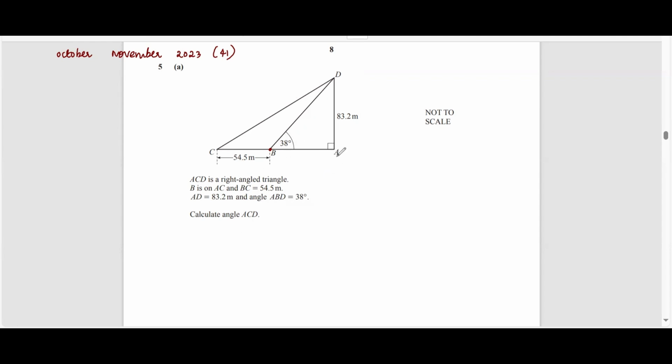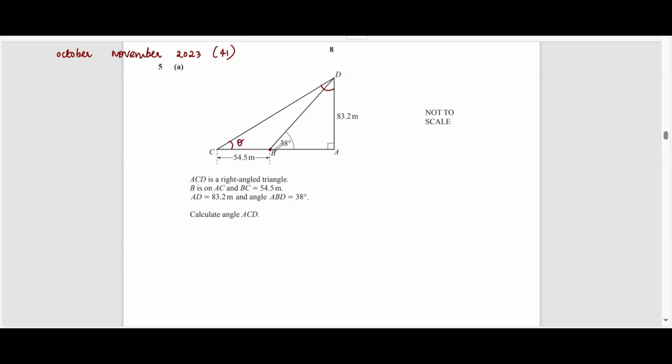The question is to find out the angle ACD. So this is the angle that we need to find out. This is a right angle triangle, so angle A is 90 degrees. If I know this angle D, then from 180 you subtract 90 and angle D to get angle C. So that is what we are going to do.